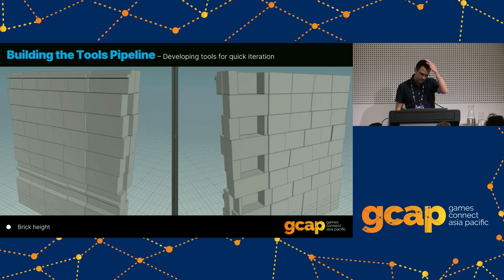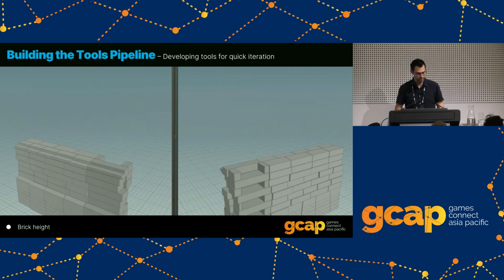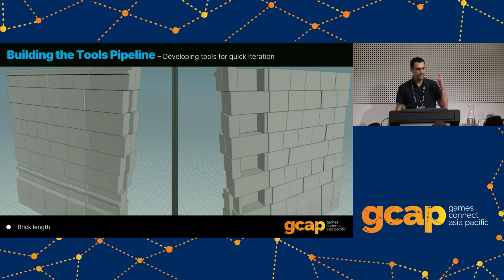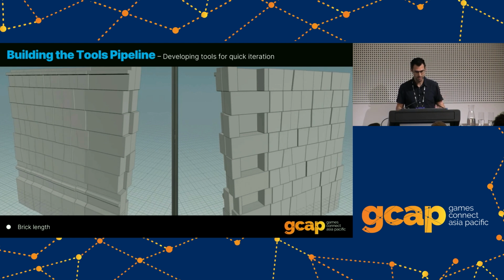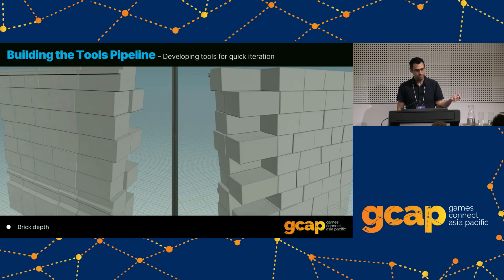So you can see we have brick height. You just change a slider, it changes the height of the bricks, right? On the left is the front of the wall, or the external part of the wall, and on the right is the interior of the wall. So here we're talking about brick length. This is the cool part where you're sitting down with the concept artists and the art leads and directors, and you're like, well, how tall do you want the bricks? How big do you want them, right? And brick depth, like how thick.